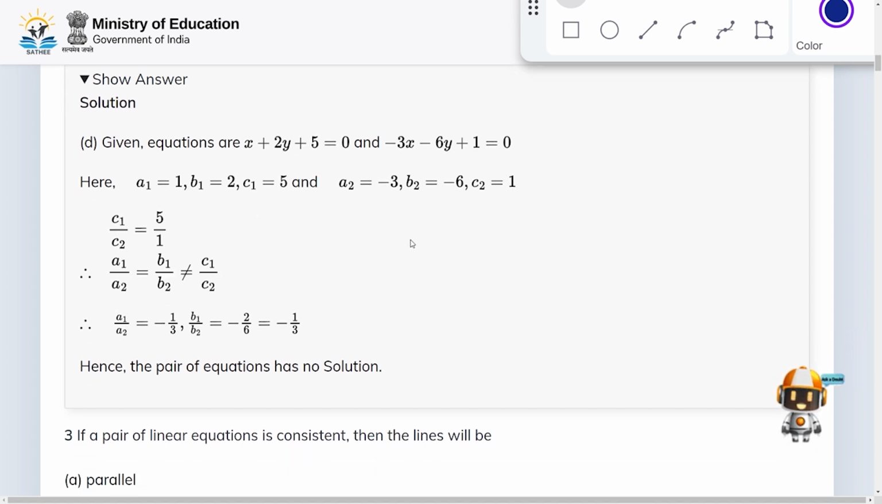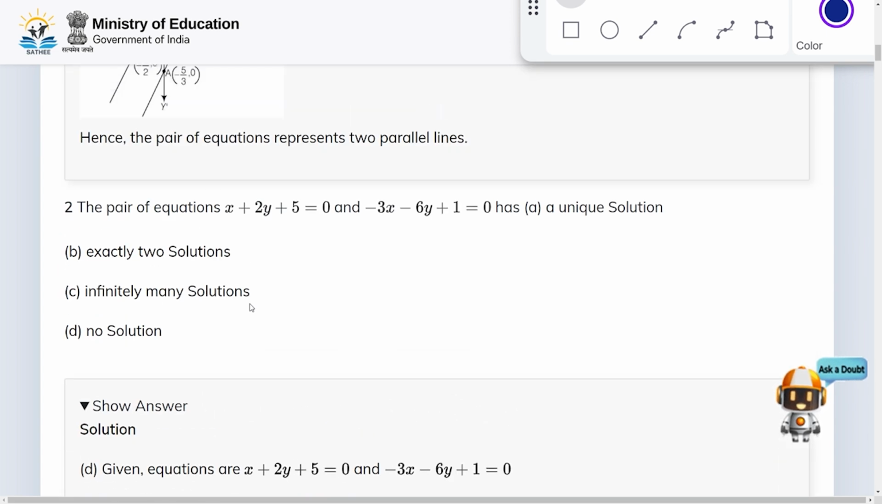So here you can observe that a1 by a2 is equal to b1 by b2, but does not equal c1 by c2. Okay, so here this condition holds: a1 by a2 is equal to b1 by b2, but does not equal c1 by c2. And we have studied in our previous lecture, if this condition holds, a1 by a2 is equal to b1 by b2 but does not equal c1 by c2, then the pair of linear equations has no solution. Okay, in that case the pair of linear equations are parallel to each other. That is why the pair of linear equations has no solution. Okay, so hence the pair of equations has no solution.